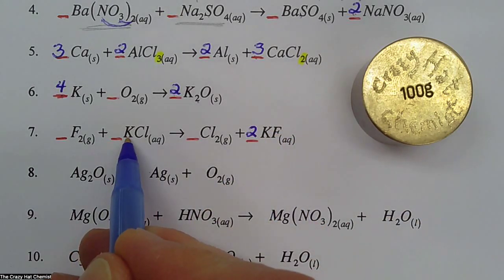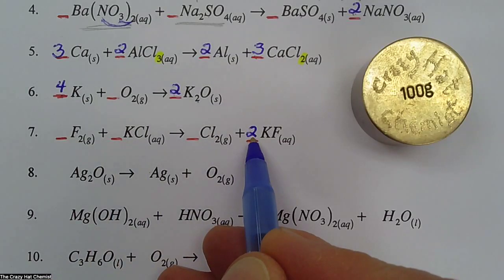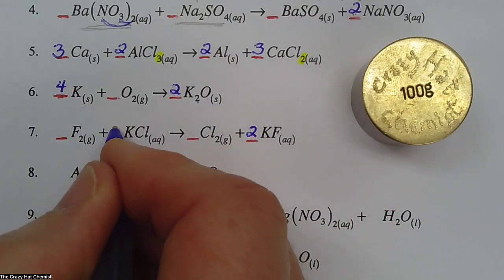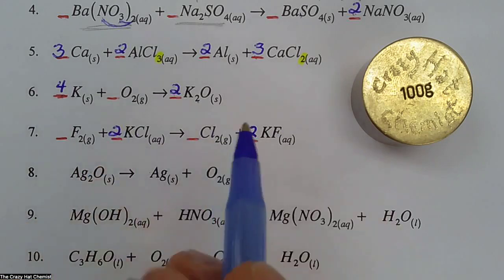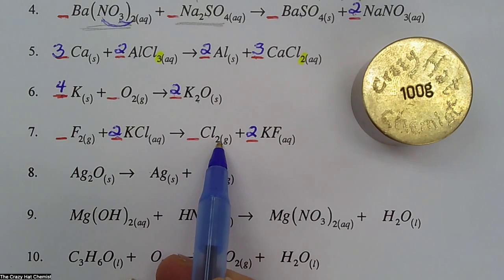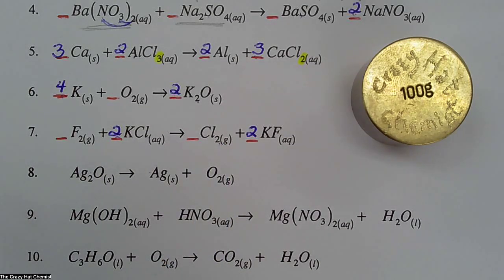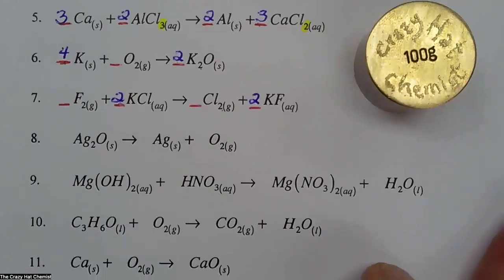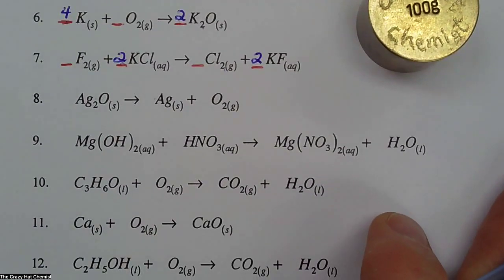There's 1 potassium on the reactant side, 2 potassiums on the product side. So I'm going to place a 2 in front of the potassium chloride. Now there are 2 chlorines on the reactant side, and whoop, there are 2 chlorines on the product side. That one is balanced. We are good to go. Fantastic. Sliding this up just a little bit here.